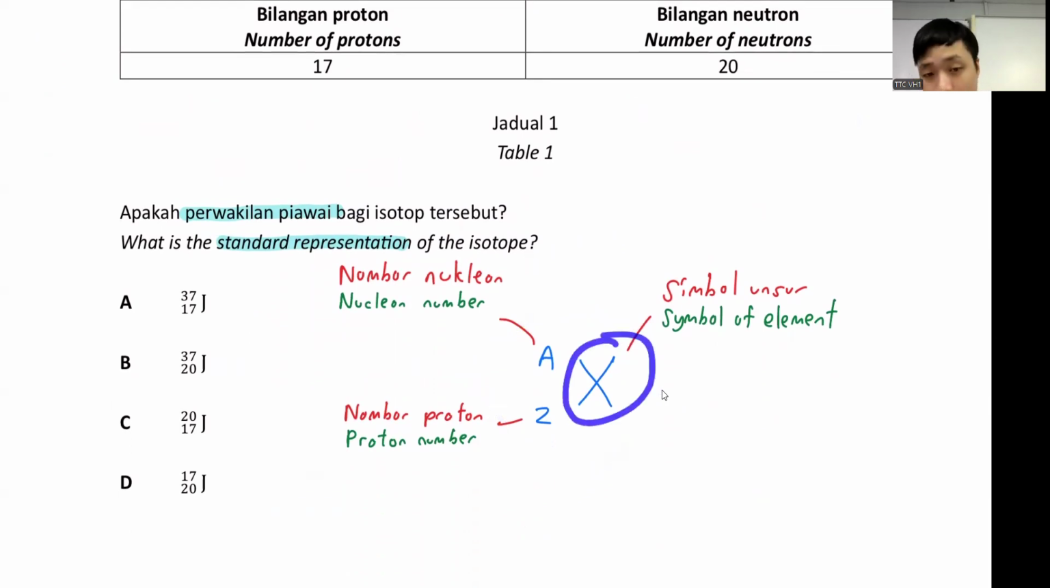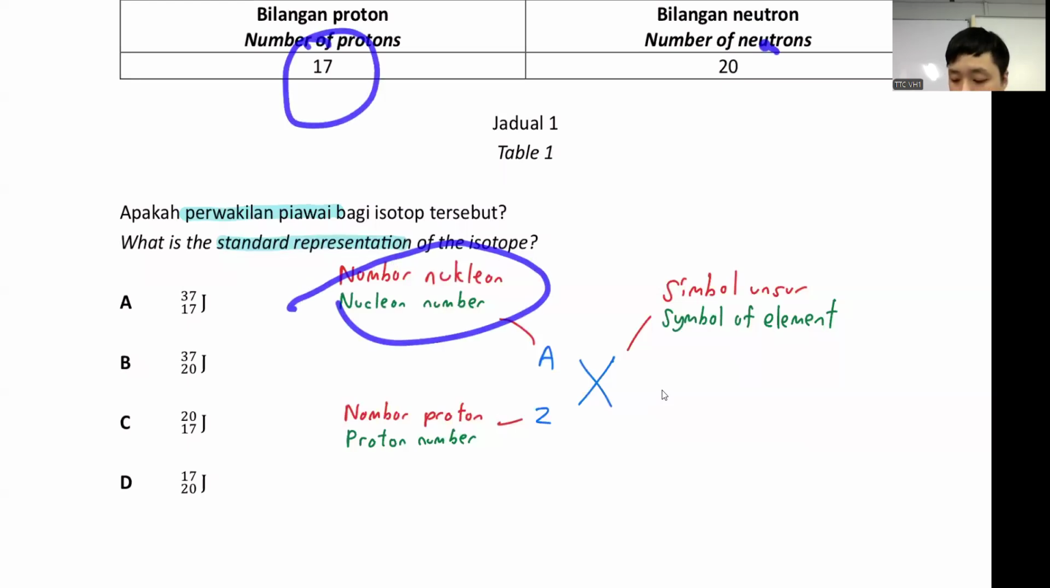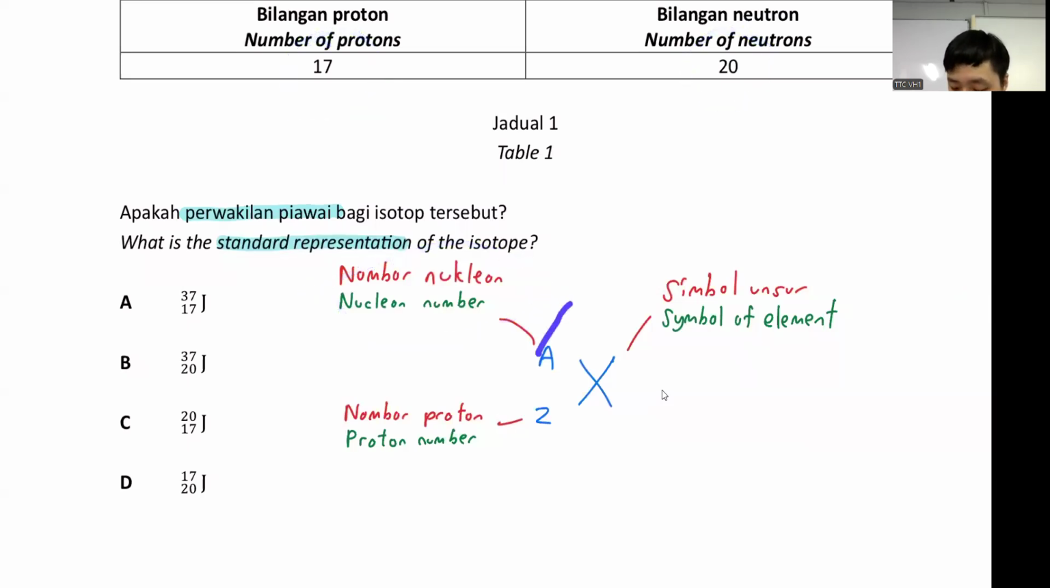Okay, you write the symbol of the element. The number on top is the nucleon number. Below is the proton number. So they give you 17 protons, so it means here must be 17. 20 neutrons. Okay, not to put 20 here. Nucleon number is 17 protons plus 20 neutrons. You get 37. So you get 37 and 17. So the answer is A. A is the right one.